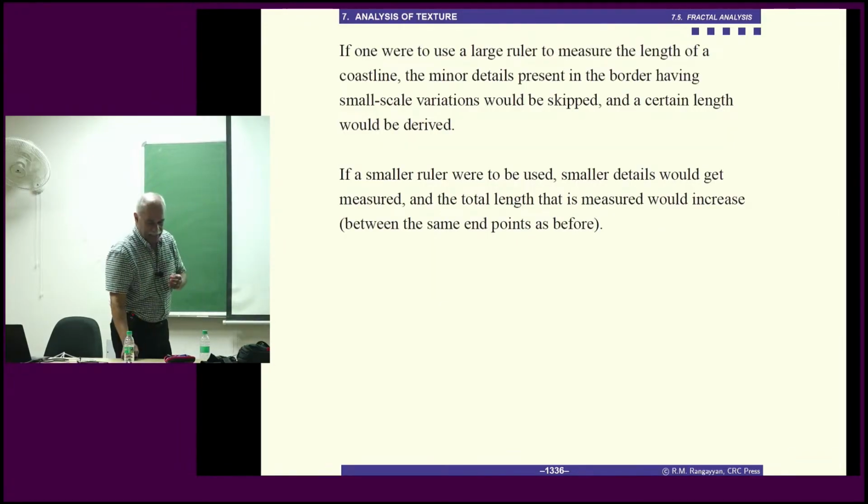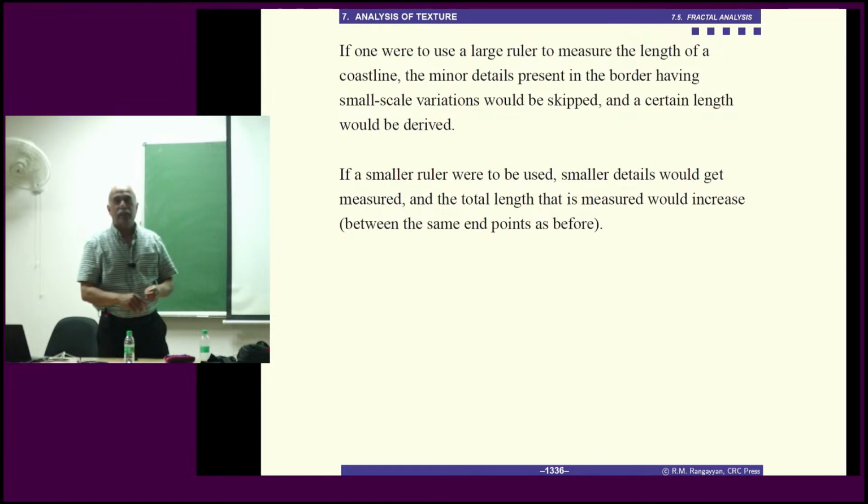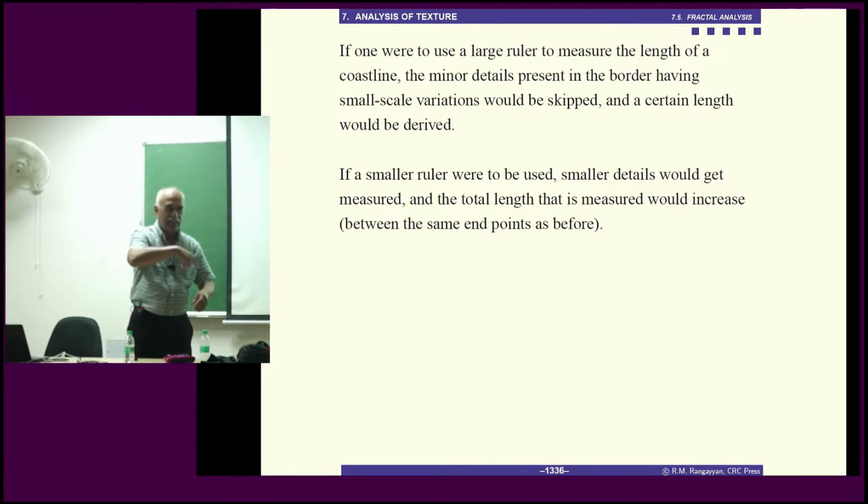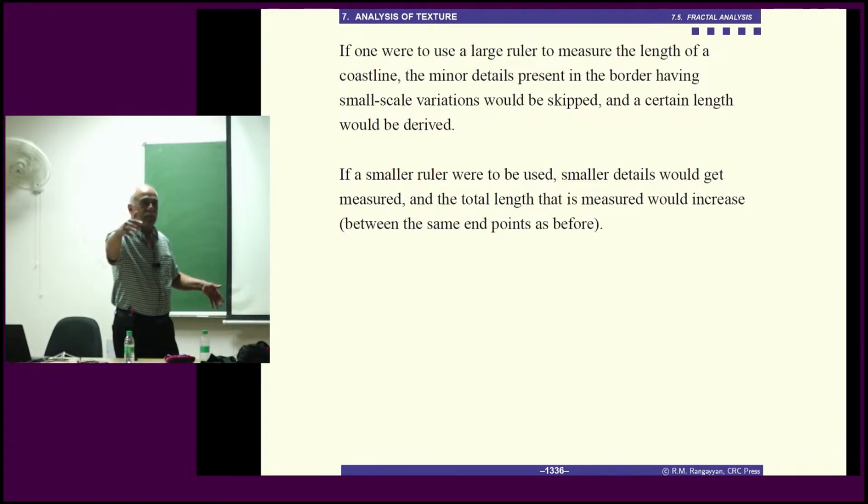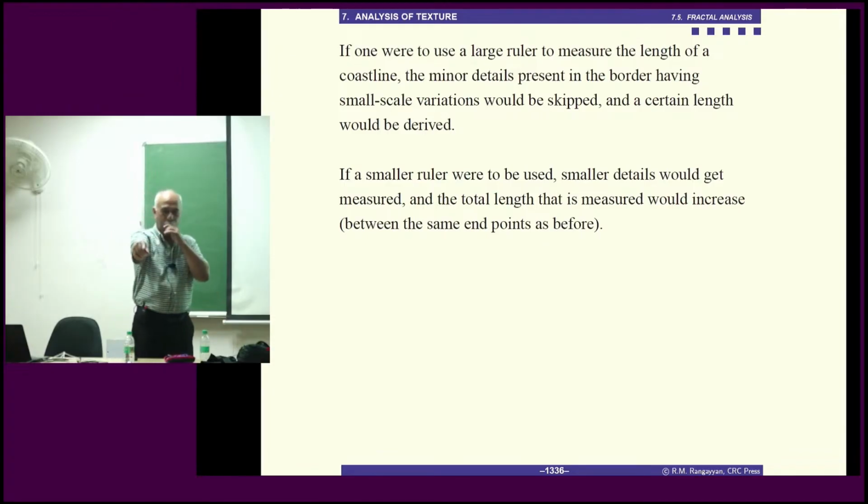One of the common examples given is that of measuring the length of a coastal line. They always go coastal line of England. I don't know why it cannot be Mangalore or some other place. Any coastal line will have these irregularities. So if you go and walk on the beach, how do you measure the distance between 2 points? If you just put a straight ribbon or a ruler and measure, then you get 1, but you are missing all those other details.